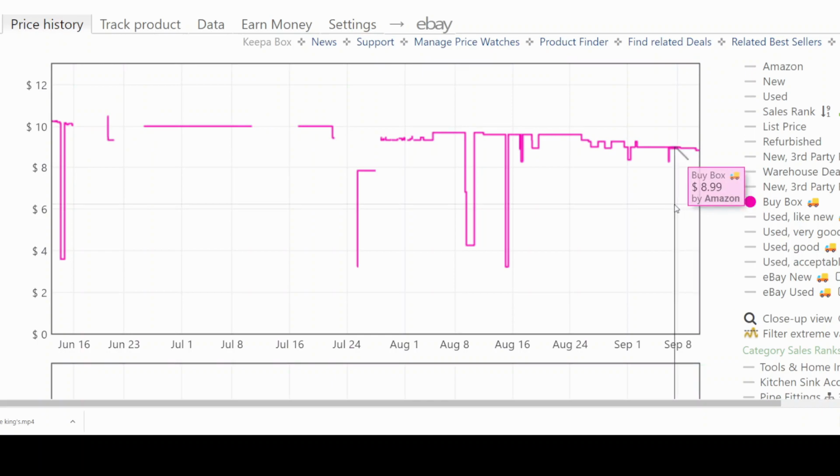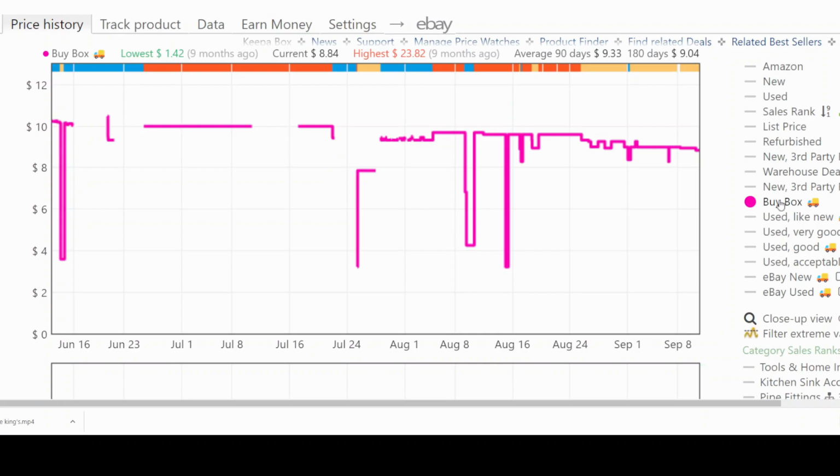Now we have the buy box. This pink line is the price of the new buy box offer, shipping included. The buy box is the box on a product detail page where customers can add the item to their shopping carts. Hovering your cursor over the buy box button on the right will show at the very top of the graph above $12 a bar. On that bar, it shows who at the time has the buy box, if there is one, whether it be an Amazon offer, an FBA offer, or an FBM offer.